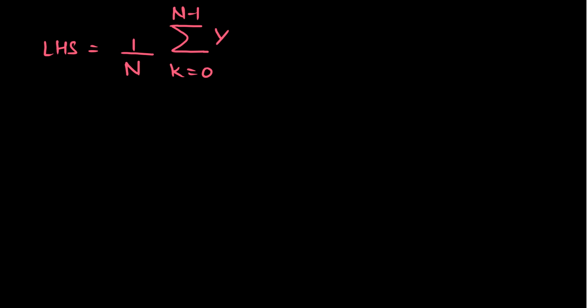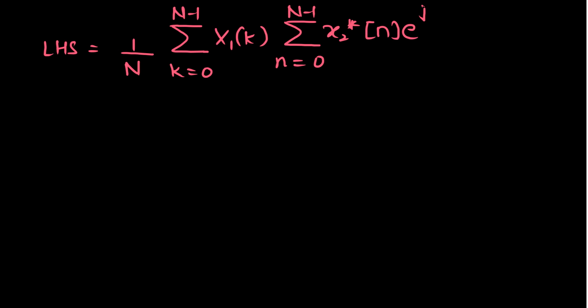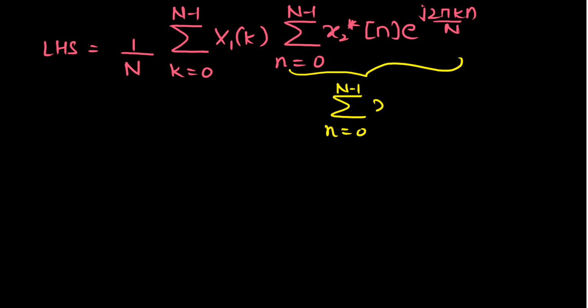We have X1 of k, then we have summation n running from 0 to N minus 1 x2 conjugate of n into e to the power j 2 pi kn by N. Now this entire term here can be written as summation n running from 0 to N minus 1 x2 of n into e to the power minus j 2 pi kn by N, and its whole conjugate.